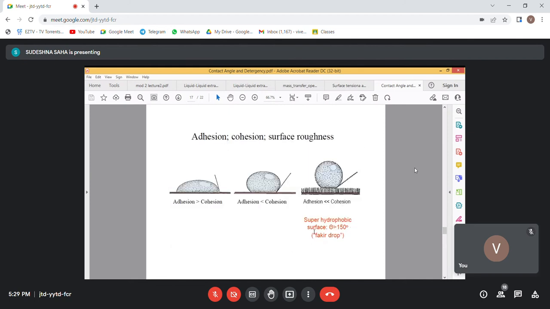Okay, so here I have just written, in this particular case, adhesion is greater than cohesion. So the surface is hydrophilic in nature and the contact angle is less than 90. When adhesion is much, much smaller than cohesion, you find the surface to be hydrophobic in nature, and the contact angle is greater than 90. And when adhesion is much, much, much less than cohesion, you find that the surface is super hydrophobic, where theta is greater than 150 degrees.